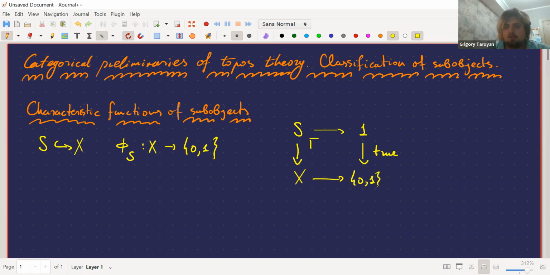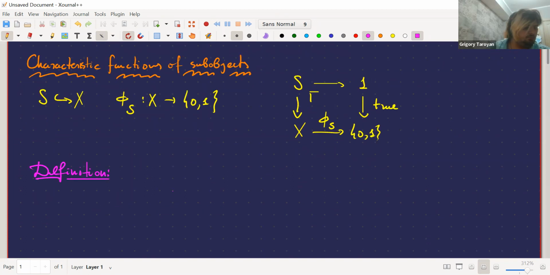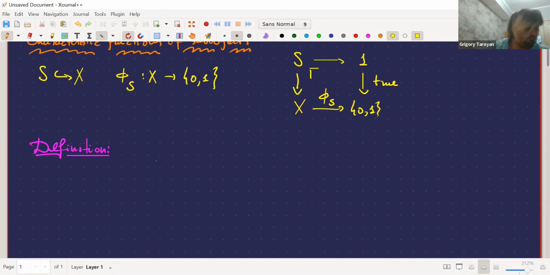So that's what we have in the category of sets. If X and S are a pair consisting of a set and a subset, then we have a characteristic function phi_S, which takes value 1 on points from S and value 0 on points outside of S. And so this intuition leads to the following definition. Let C be a category.